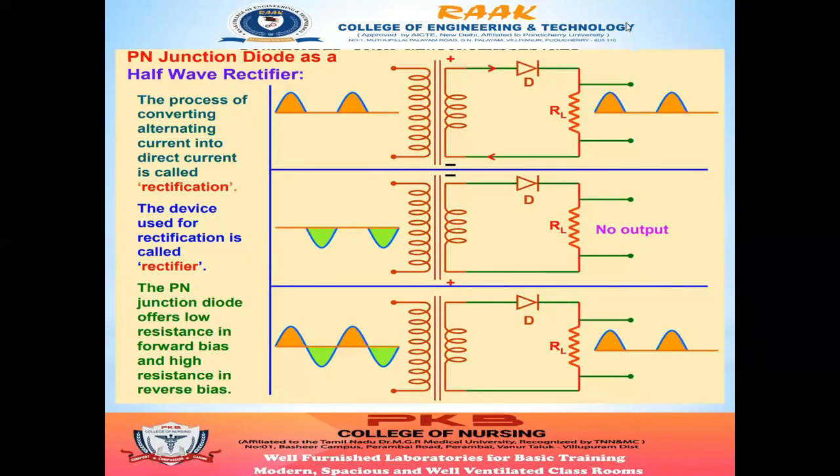This is your rectifier, you can see. This is a half-wave rectifier. This is the positive half, this is the negative half. So with the positive half and negative half, you are getting the output only for the positive half. For the negative half, there is no output. So this is your AC, this is your DC. This is a half wave rectifier.